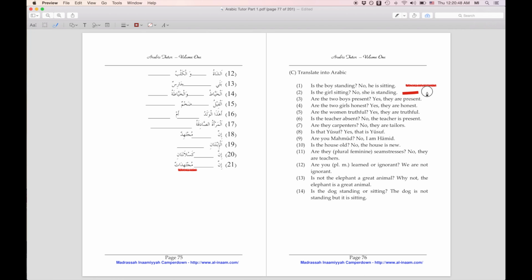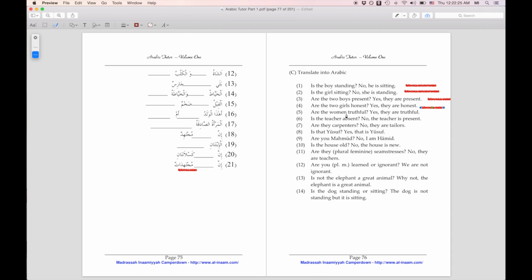Number 2. Is the girl sitting? Halil bintu jalisatun? La. Hiya qa'imatun. 3. Are the two boys present? Halil waladani hadirani. Yes, they are present. Na'am. Huma hadirani. Number 4. Are the two girls honest? Yes, they are honest. Halil bintani sadiqatani. Na'am. Huma sadiqatani.